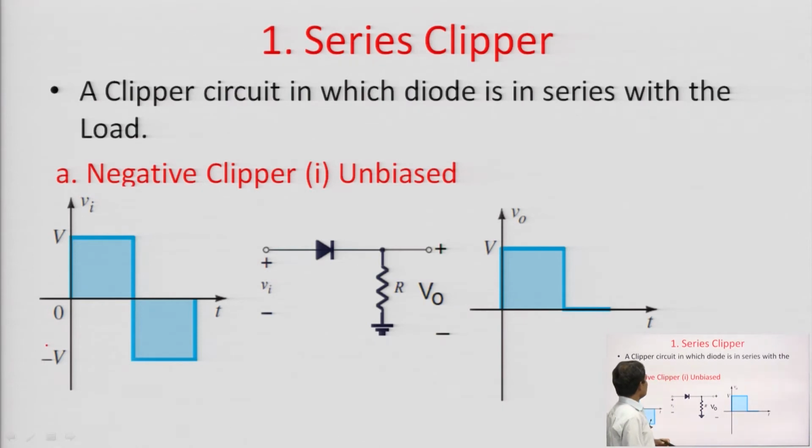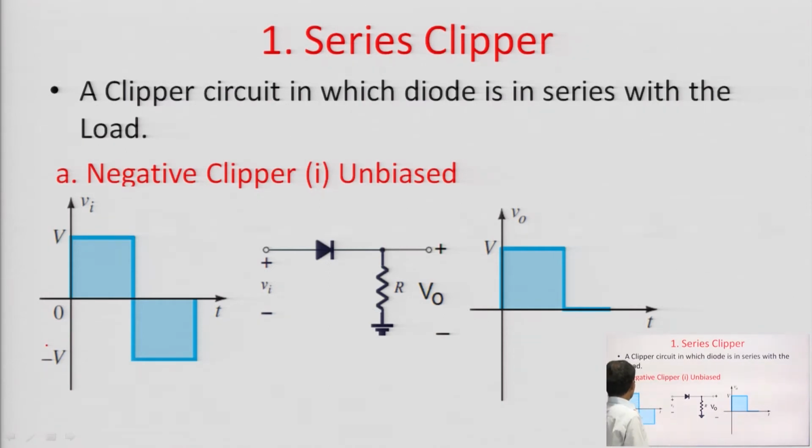Now first of all, the series clipper. A clipper circuit in which the diode is in series with the load. This means the diode is connected in series with the load. The simplest example of a series clipper is a half wave rectifier. You can see that this is also the circuit diagram of a half wave rectifier. This means this is a simple unbiased negative clipper. This is called an unbiased negative clipper.